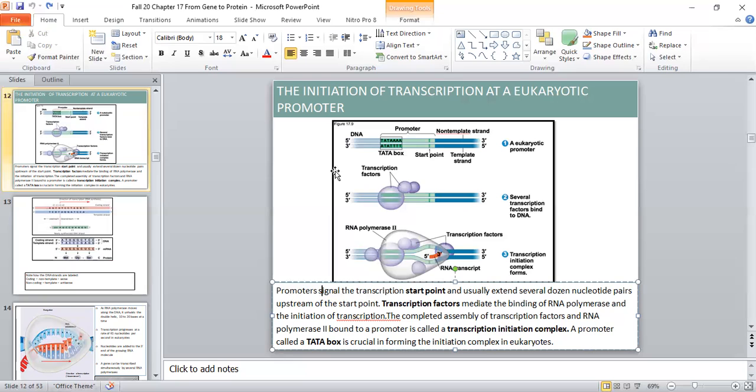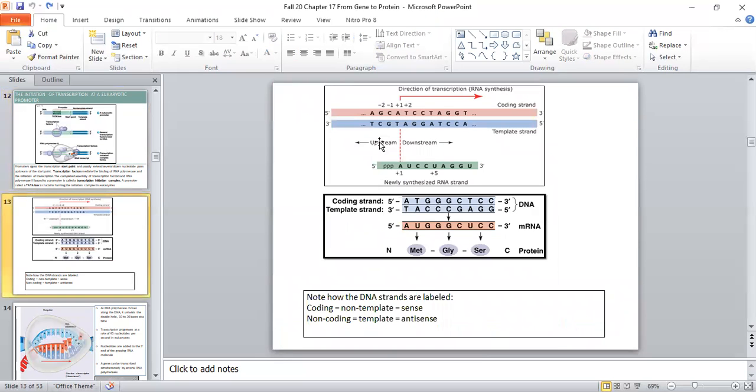Now next is this part. Already you know the same story that is going on. These are the template and coding strand, and this is messenger RNA. If you look here, the messenger RNA is the exact copy of the coding strand. Obviously T will be replaced by U. So exact copy, correct? And then this is transcription, and then this translates into protein.